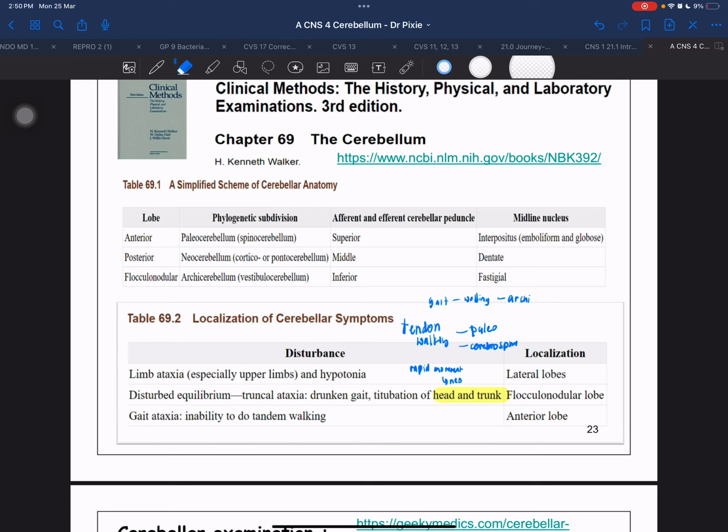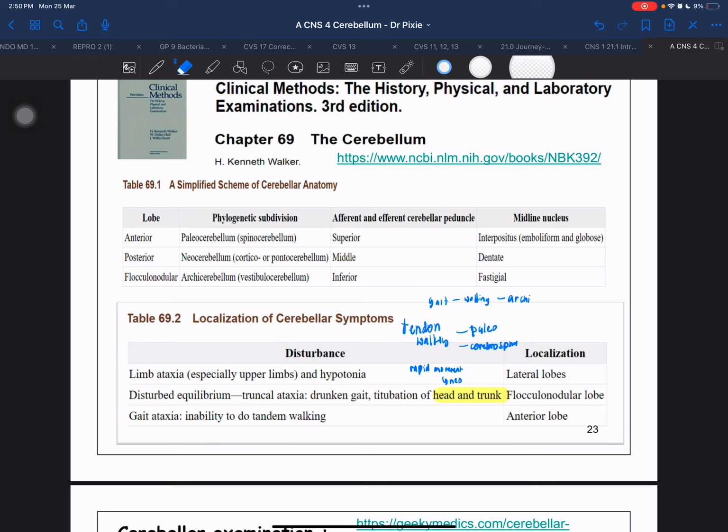Very good, very good instruction. She will say, could you please point your nose, then point away, then point to the finger, then point away, and come back. This is to test the lateral zone. This tests the neocerebellum.